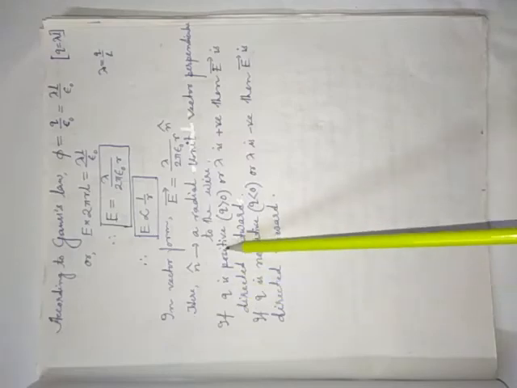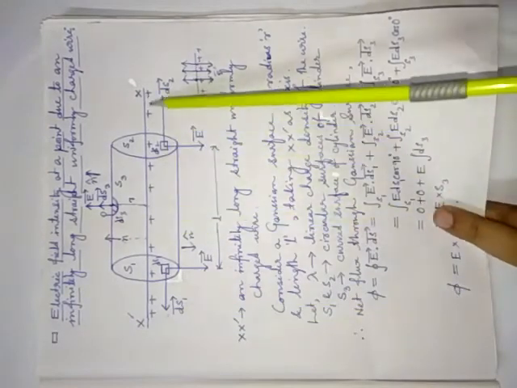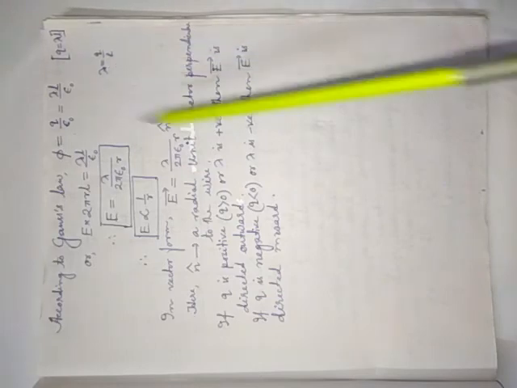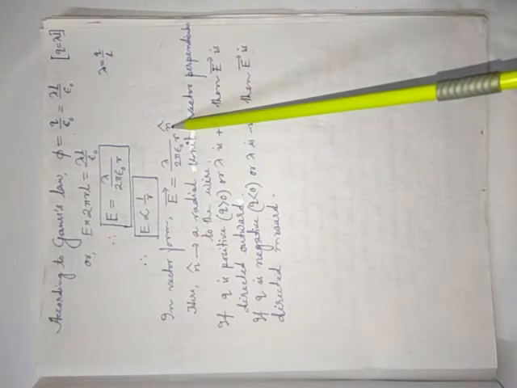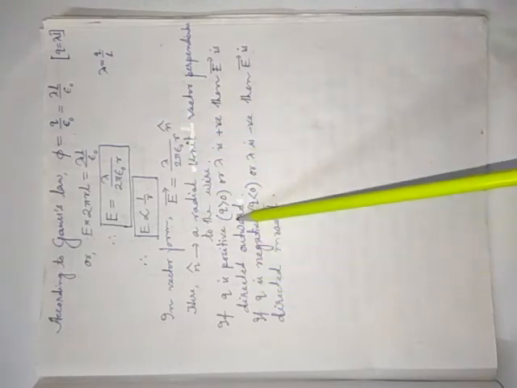Now see, what does it mean? If lambda is positive, or you can say if Q is positive, that means if the wire is positively charged, Q is greater than 0. If Q is positive, lambda is also positive according to the formula. Since lambda is positive, E is also positive, that means E vector will be along n cap, directed outward.